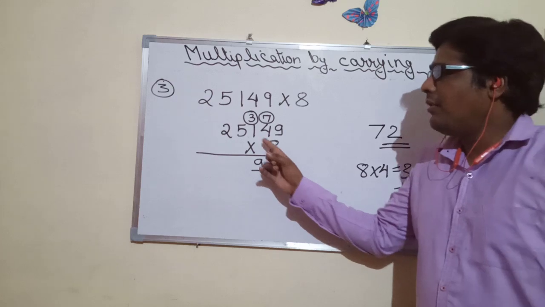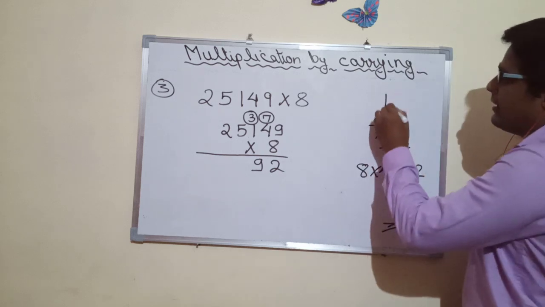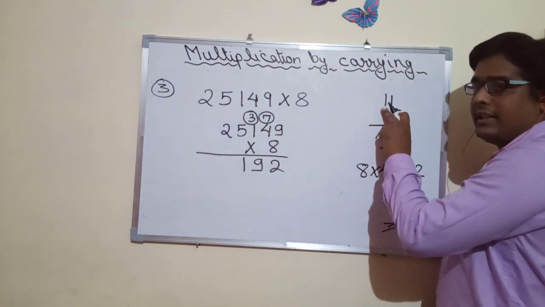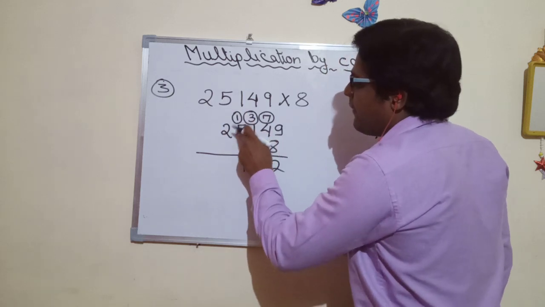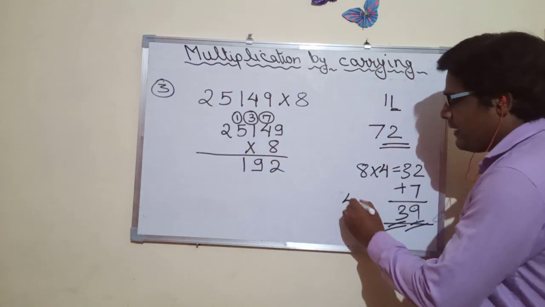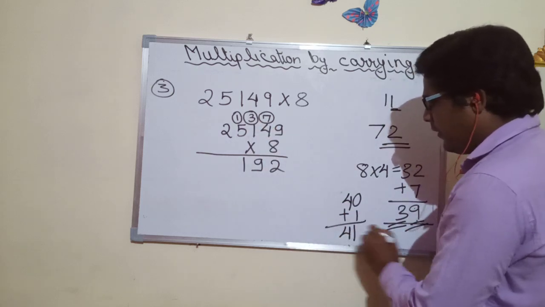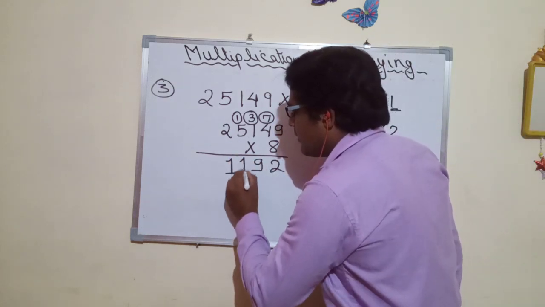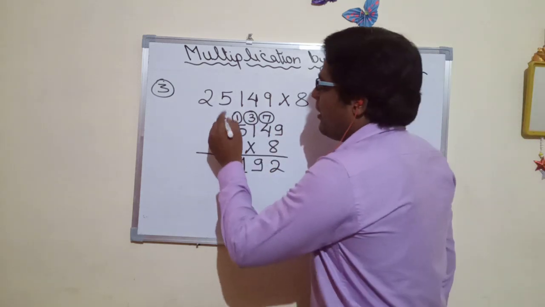Now 8 ones are 8. 8 plus 3 is 11. The number in ones place will be written over here, and the number in tens place will be carried above the next number after 1, that is 5. Now 8 fives are 40. 40 plus 1 is equal to 41. The number in ones place will be written over here, and the number in tens place, that is 4, will be carried above 2.